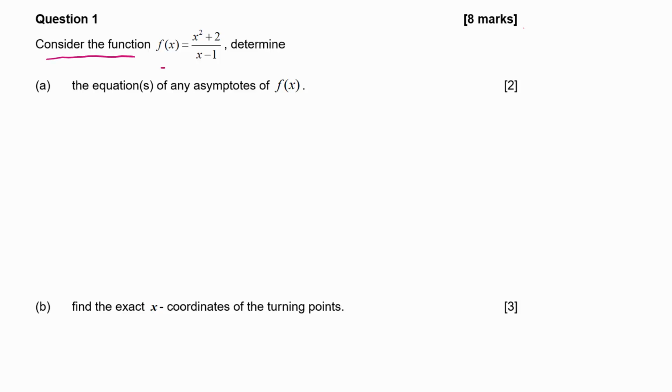Consider the function given here. Determine the equation or equations of any asymptotes of f of x. Now we can see straight away by looking at the denominator that x equals 1 is going to be a vertical asymptote. X can't take the value 1 without the denominator being 0.